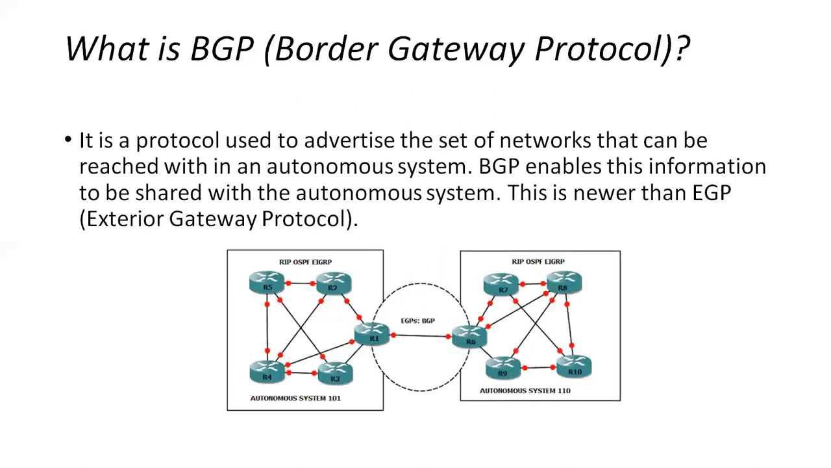What is BGP or Border Gateway Protocol? It is a protocol used to advertise the set of networks that can be reached within an autonomous system. BGP enables this information to be shared within the autonomous system. This is newer than Exterior Gateway Protocol.